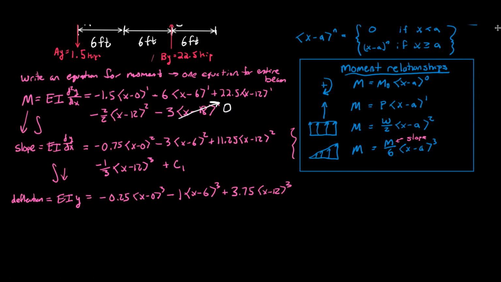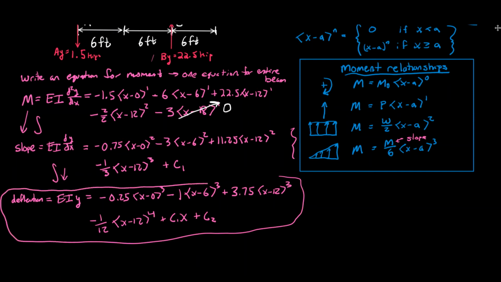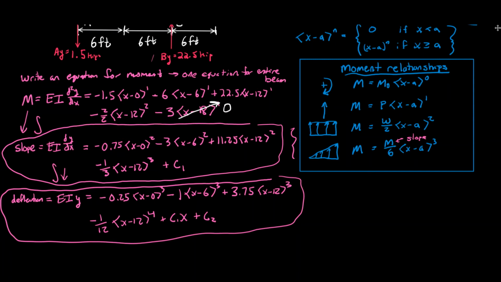Then we have to integrate this guy. Negative 1/3 divided by 4 when we integrate this is going to be negative 1/12, I think. Yeah, negative 1/12 times (x minus 12) to the fourth power. And we're going to need to integrate this constant, so it's going to be plus C1 x. Then we're going to have another constant because we're integrating this again, so plus C2. So this is going to be our deflection equation, which is kind of what we're looking for at the end, and here is going to be our slope equation. These are our two really important equations that we need to use.